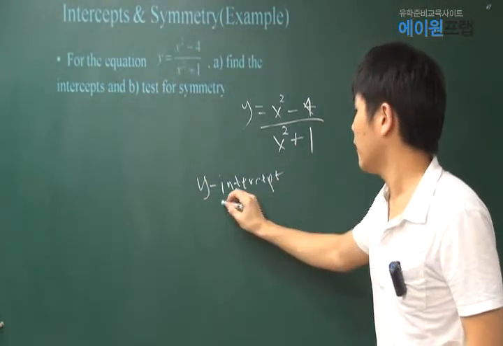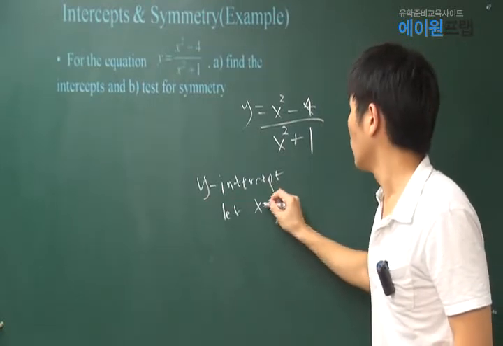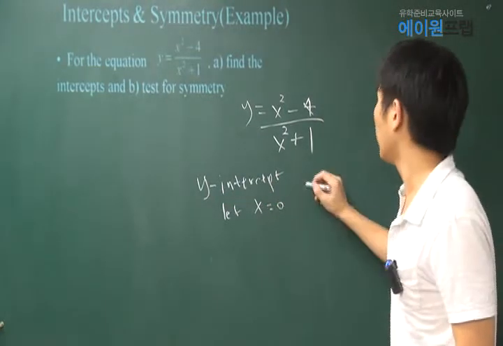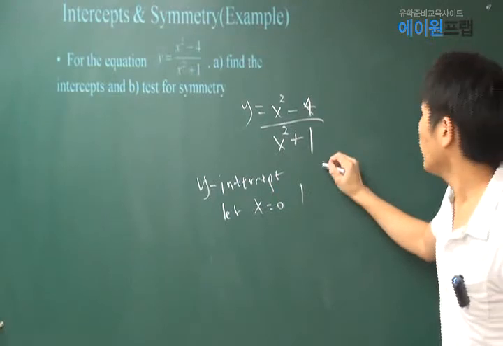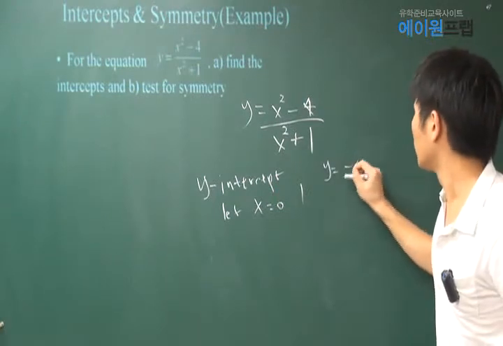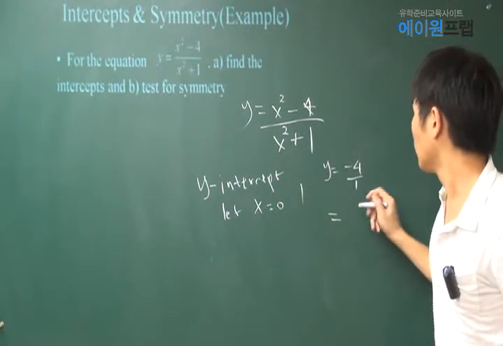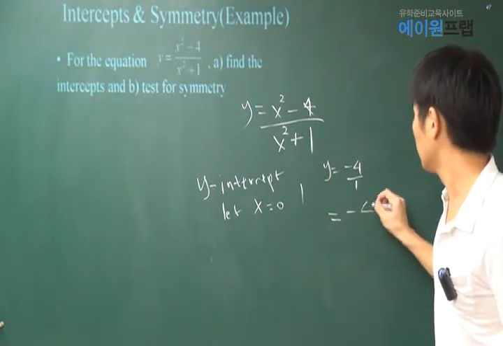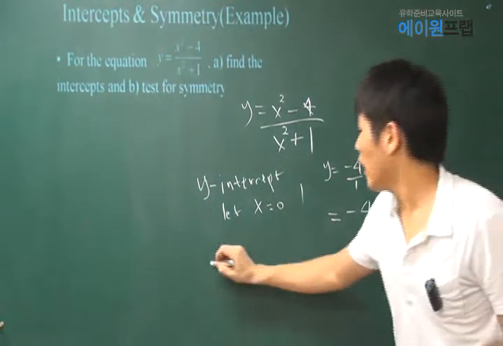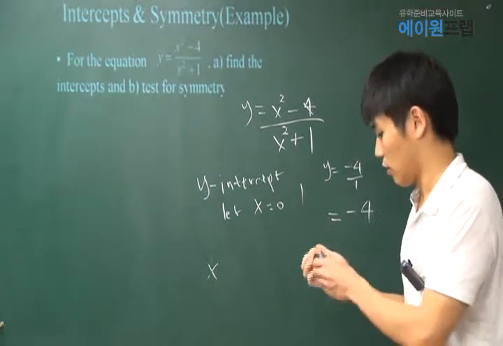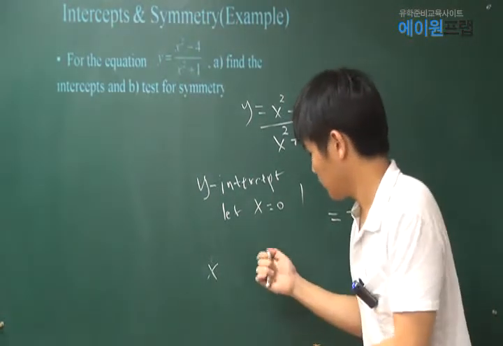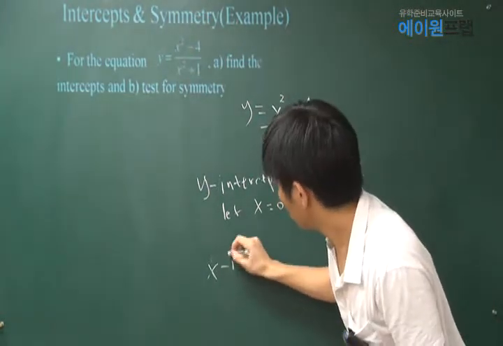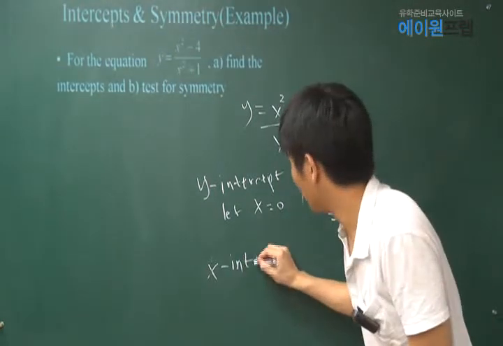We let x equal 0. Then y equals negative 4 over 1. Therefore, the y-intercept is negative 4. Now the x-intercept.